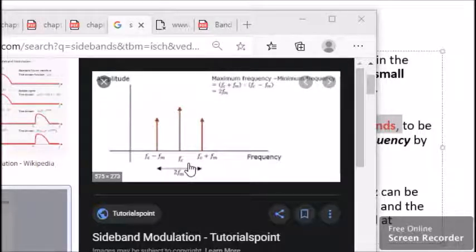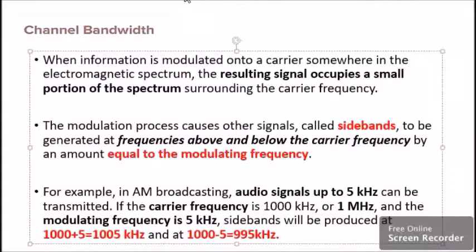Okay, again, remember that if you modulate the signal, there is a resulting other signal which is called sideband. Okay, yung frequency ng sideband na yon is, first, meron kang FC plus FM. Yung second sideband has FC minus FM. Alright? So, balikan natin yung definition. Again, sabi, the modulation process causes other signals. Okay, pag nagmo-modulate ka, merong ibang signal na nabubuo. Ang tawag doon is sidebands to be generated at frequencies above and below the carrier frequency. Yan na yan. Okay? By an amount equal to the modulating frequency.